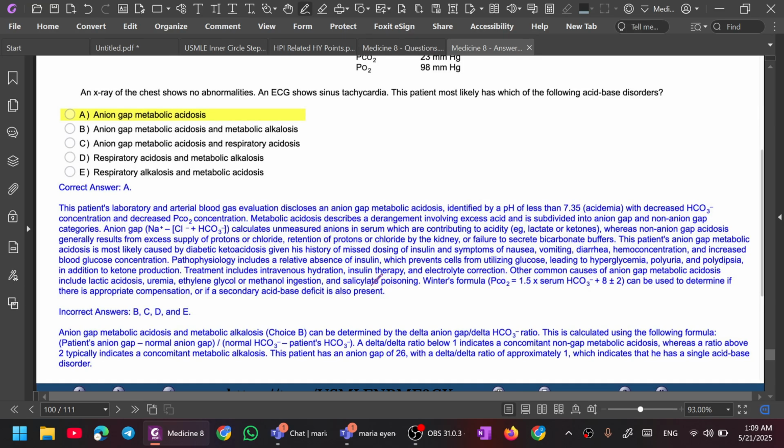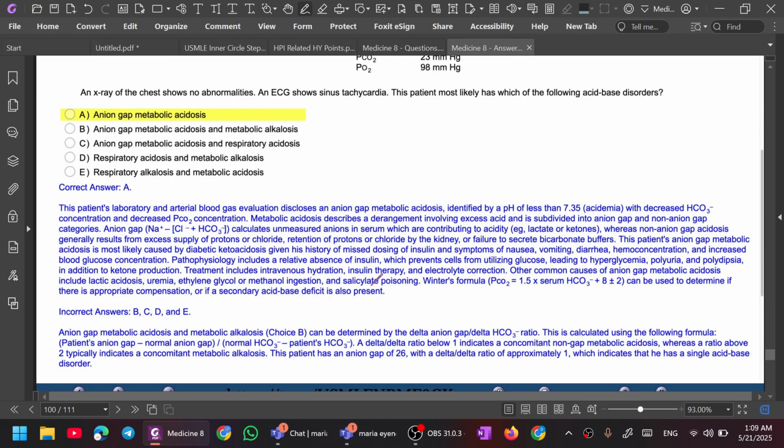Pathophysiology includes a relative absence of insulin, which prevents cells from utilizing glucose, leading to hyperglycemia, polyuria, polydipsia, in addition to ketone formation. Treatment includes IV hydration, insulin therapy, and electrolyte correction.